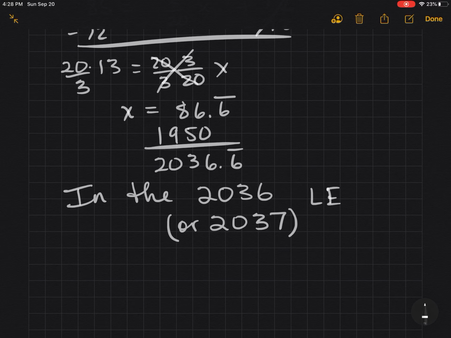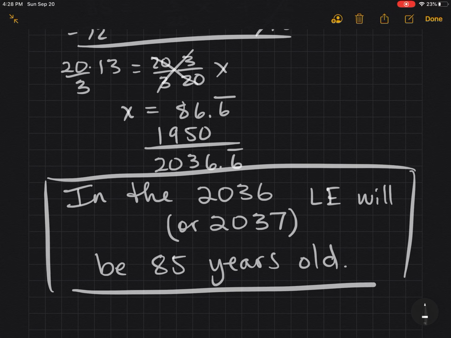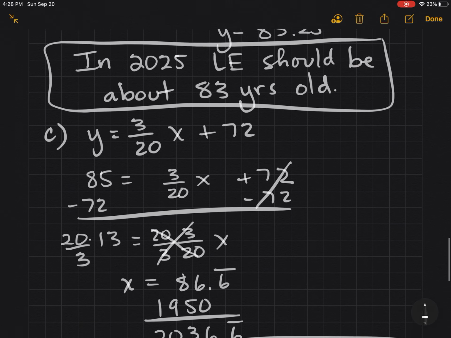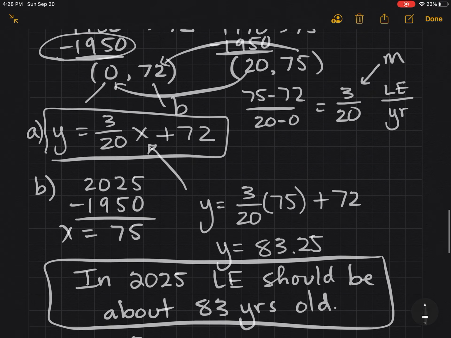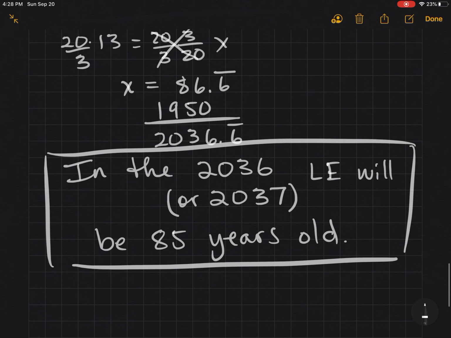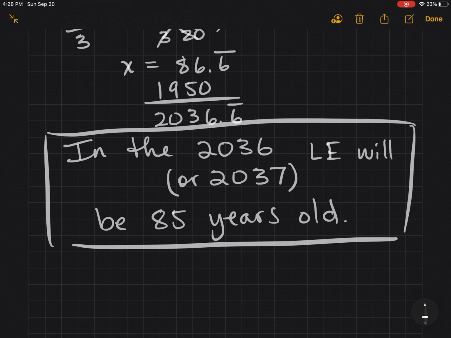Life expectancy will be 85 years old. And actually, I should have said it should be, because one thing we're going to find is that linear models in real life often are not perfect. And many times we have to go with the line of best fit. So should be around 85, something close to that.